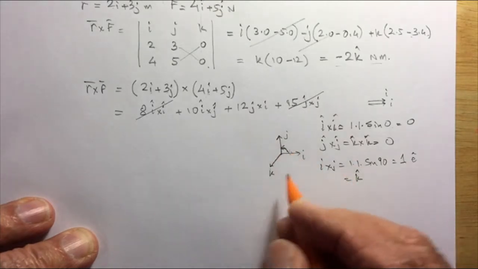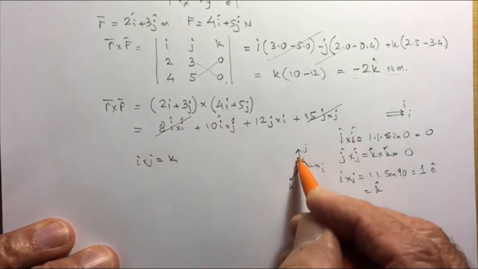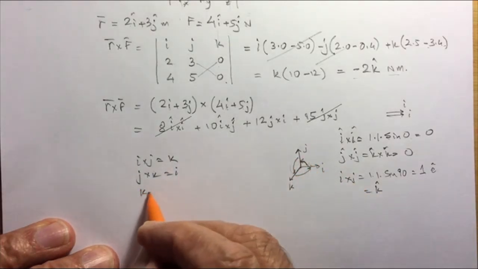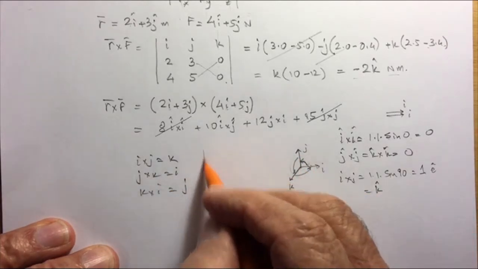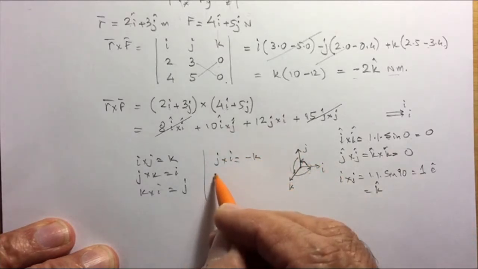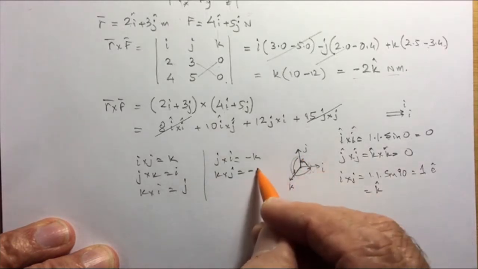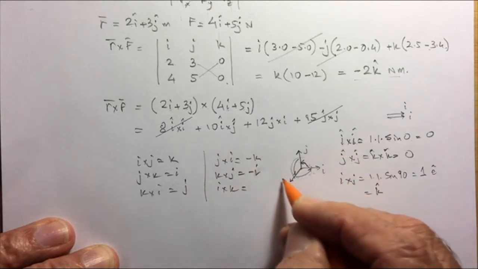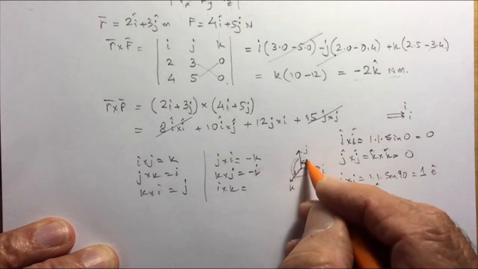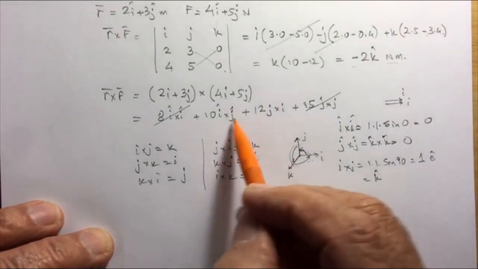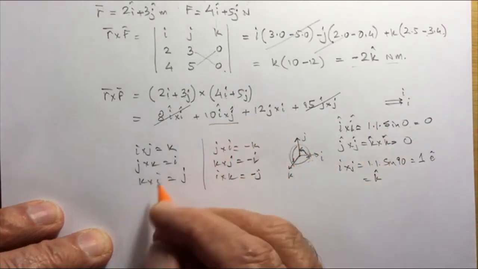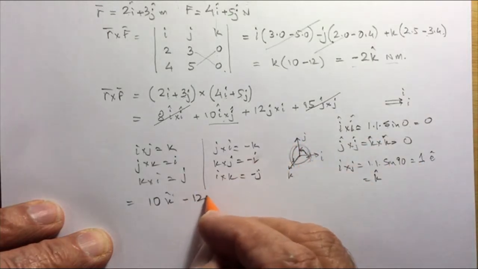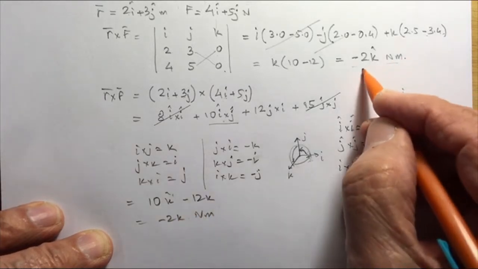And j cross i, so let me write them here. i cross j is going to be k, j cross k is going to be i, and k cross i is going to be j. And in the reverse order, j cross i is going to be minus k, k cross j is minus i, and the third one, i cross k is minus j, because we're going clockwise. So with this, i cross j is k, so it's going to be 10k, that's the first term, and j cross i is clockwise, so it's minus k, so we get minus 2k Newton meter, which is what we had before.